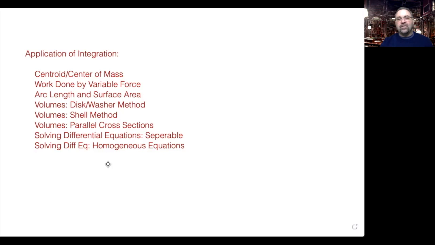Centroid, center of mass stuff. I would anticipate that it would be a fairly straightforward one. Just remember that to find the center of mass in a two-dimensional system, and most of what we want to focus on are the two-dimensional systems, you need the moment over the x-axis, the moment over the y-axis, and then the mass of the whole system. So focus on that. Work done by the variable force, I mentioned that earlier.